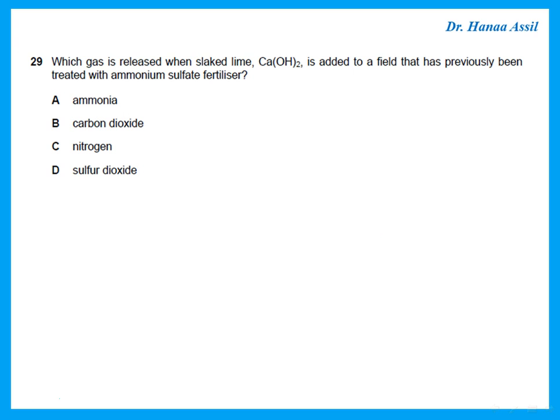Which gas is released when slaked lime is added to a field which has previously been treated with ammonium fertilizer? So I'm adding a base. Slaked lime is a base, calcium hydroxide, just like sodium hydroxide. I'm adding it to something that has ammonium. Remember, what was the test for ammonium? We add a base. It gives which gas?